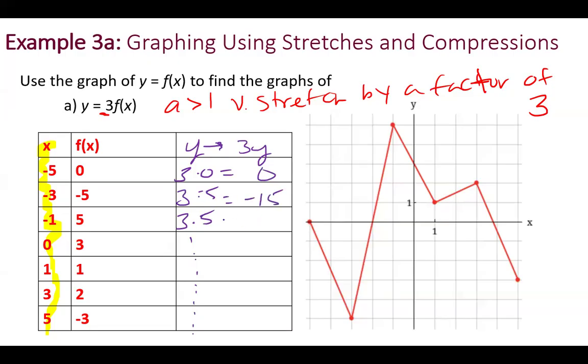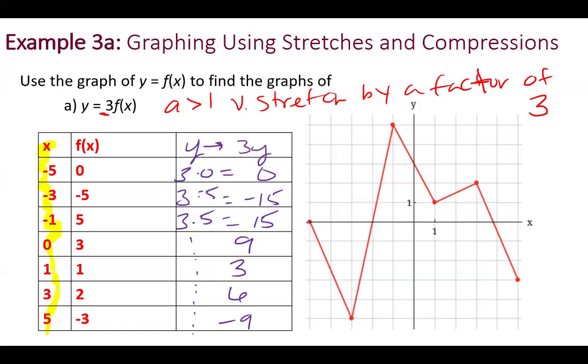3 times 5, 3 times 3, 3 times 1, 3 times 2, and 3 times -3, which is -9. So these are my new y coordinates. Make sense? Okay, that's how you do it from a table.